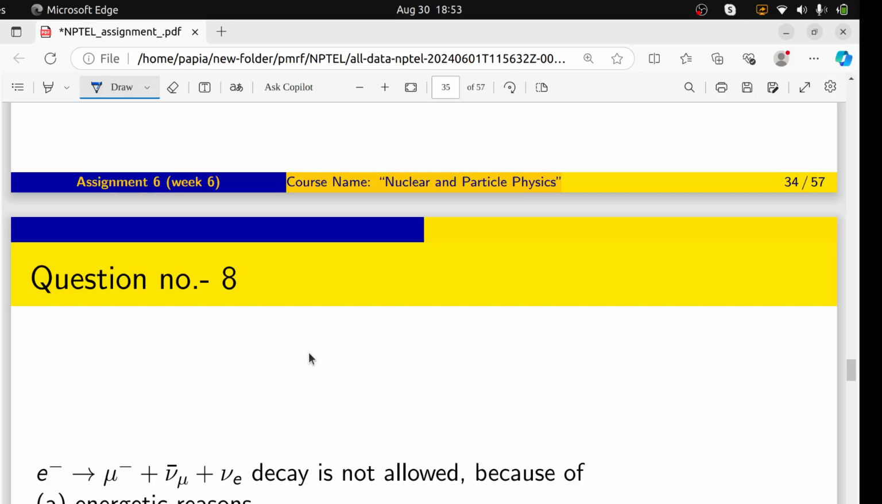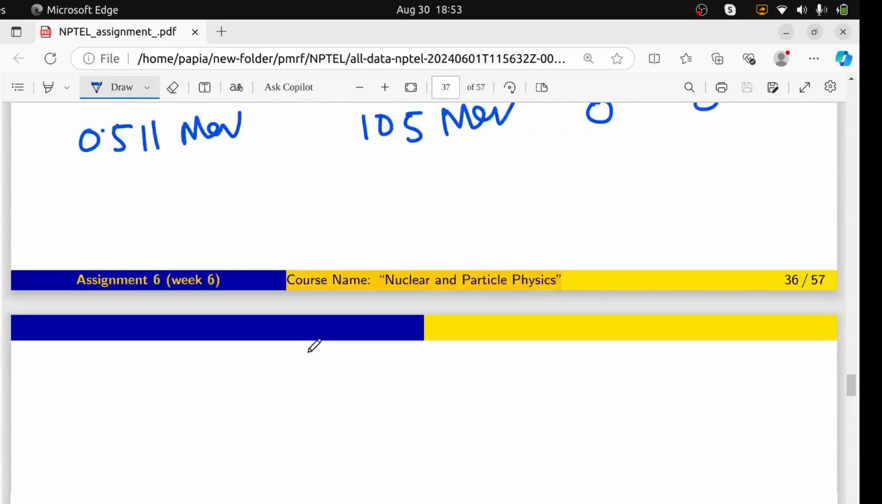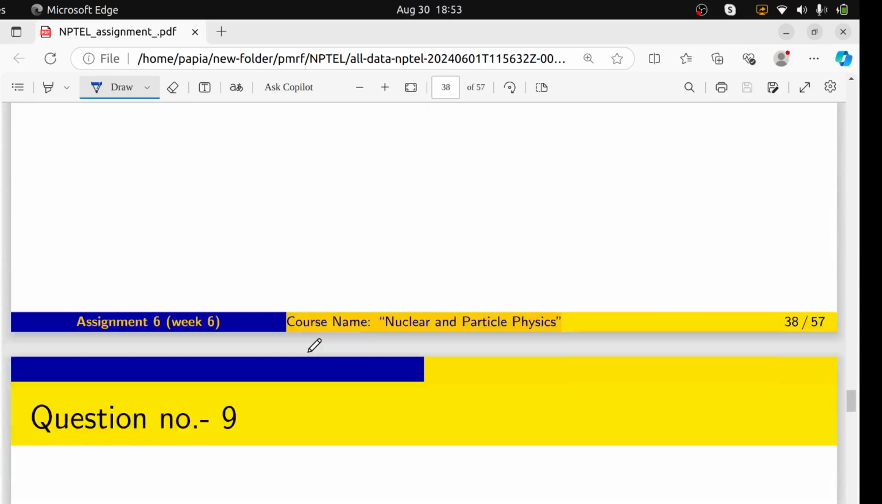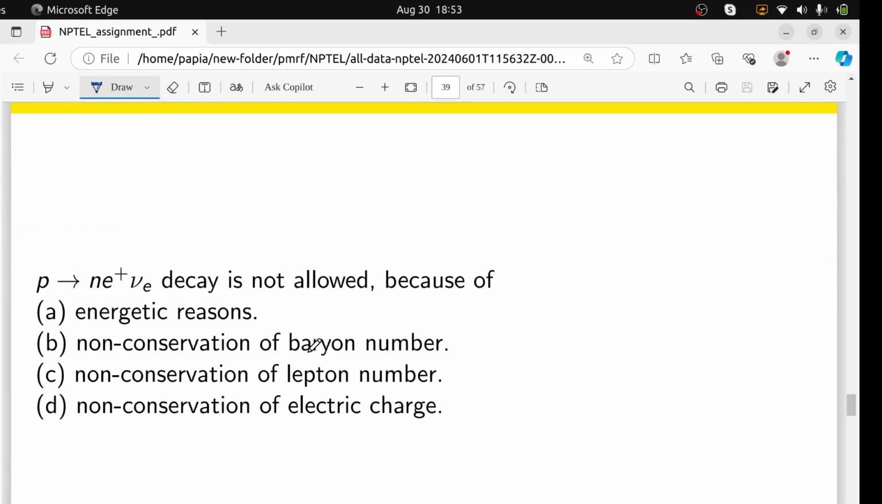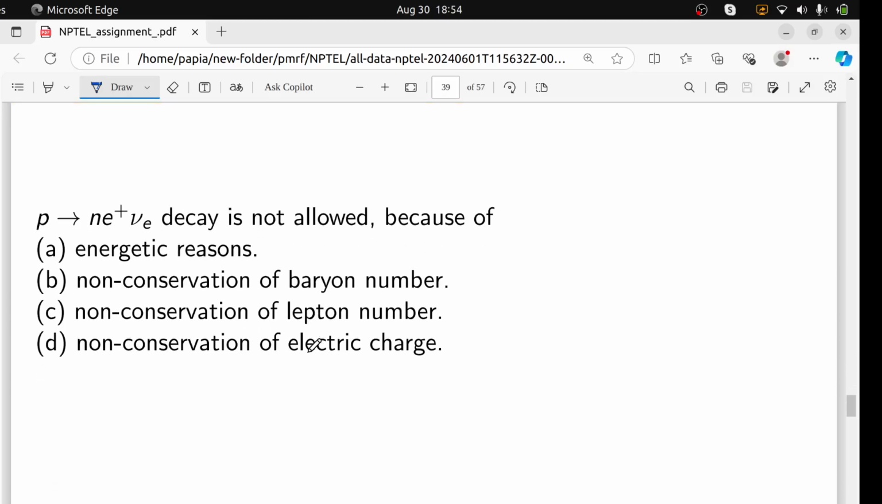This is question number 8. Now we can go to question number 9. So this is question number 9. p going to n, e plus, nu e. The decay is not allowed because of what? p to n, e plus, nu e.